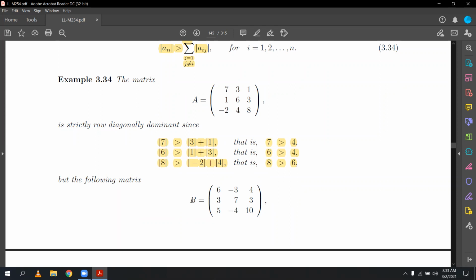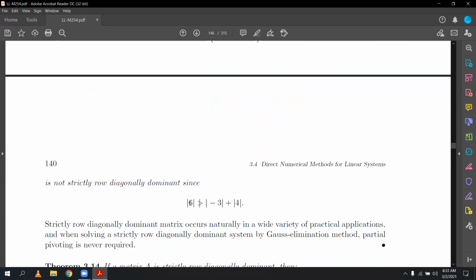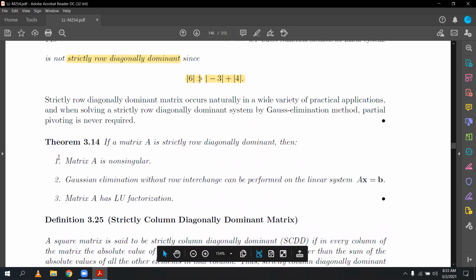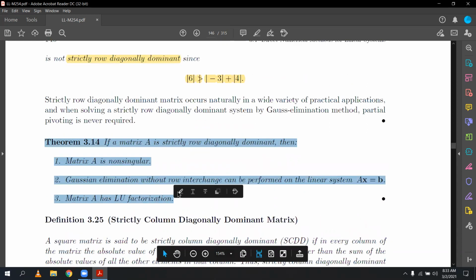So this is the thing, please remember that one. This is very important when we deal with iterative methods for solving the linear system. We need this definition. That's the thing I mentioned here. 6 is not bigger than 7, therefore it is not strictly diagonally dominant here. Now, this is a good point here. A very good theorem, and this is what we have here.